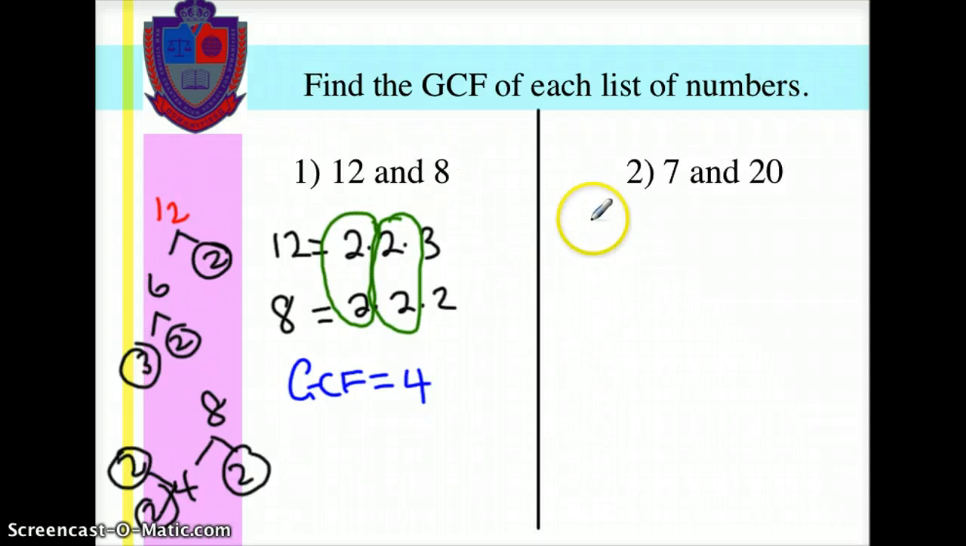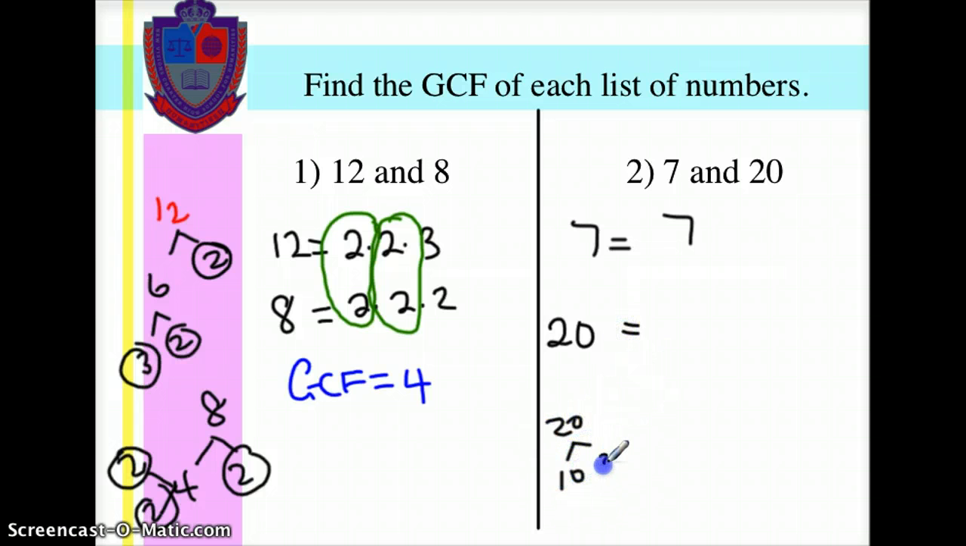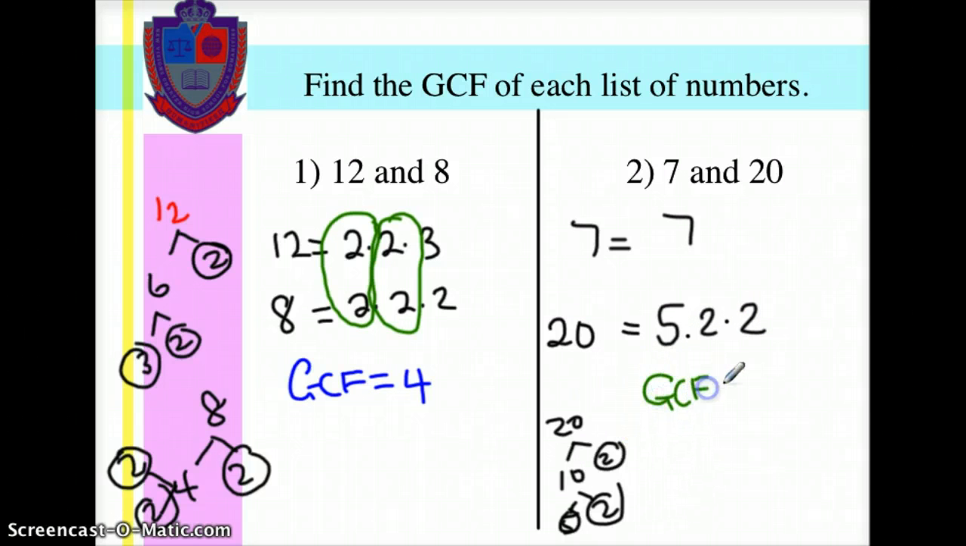Now let's look at another example. Here I have 7. I know it's prime, so I'm not going to worry about that. 20, I know, is 10 times 2. 2 is prime, and 5 times 2 is 10. So this becomes 5 times 2 times 2. Now I look for, is there anything in common? Nope. So that means when it has nothing in common, my GCF is 1.